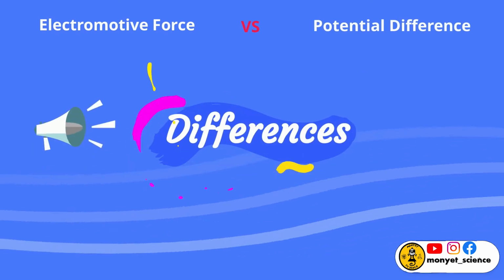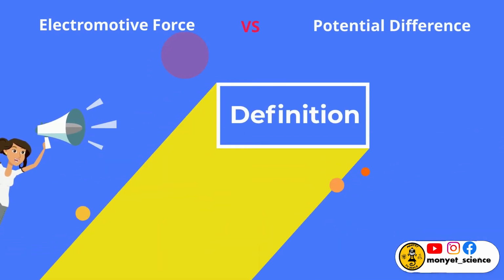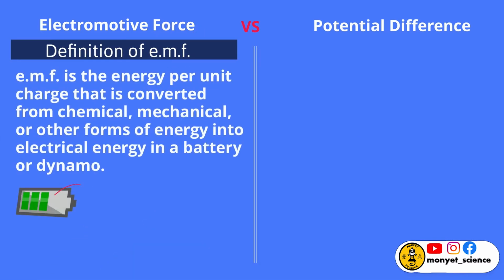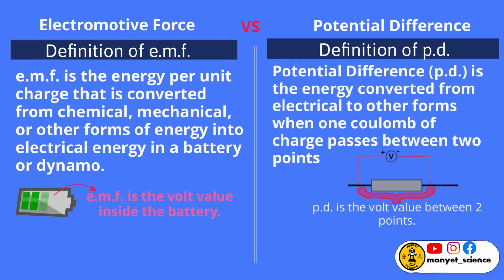Now let's look at the differences between electromotive force and potential difference. The definition of EMF states that EMF is the energy per unit charge that is converted from chemical, mechanical, or other forms of energy into electrical energy in a battery or dynamo. The definition of potential difference states that potential difference is the energy converted from electrical to other forms when 1 coulomb of charge passes between 2 points.